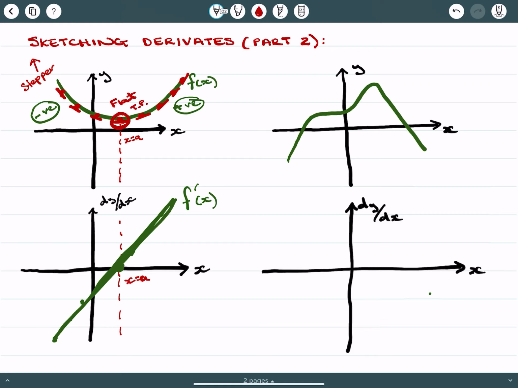Okay, so here you go. Tell me what you think. Hold it here. Okay, where do you think the turning points are going to be? Okay.